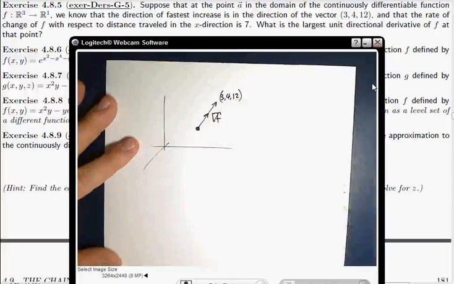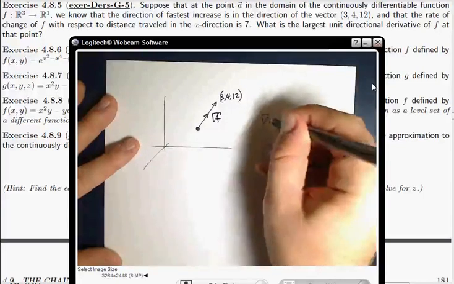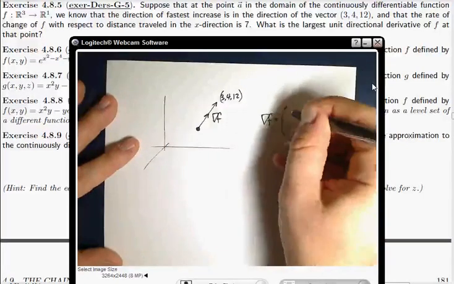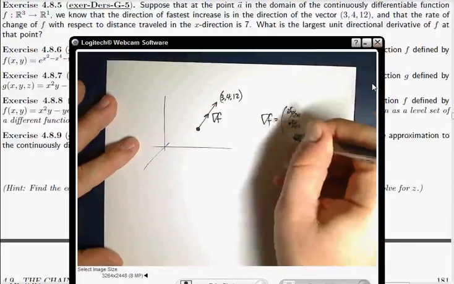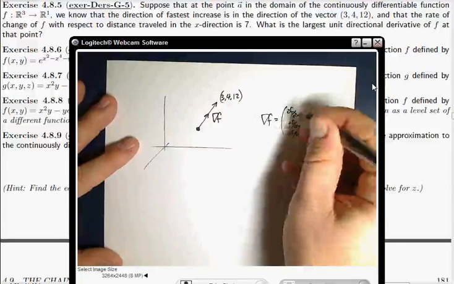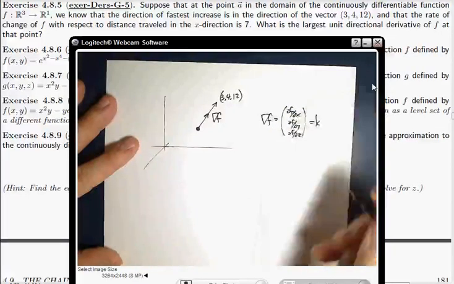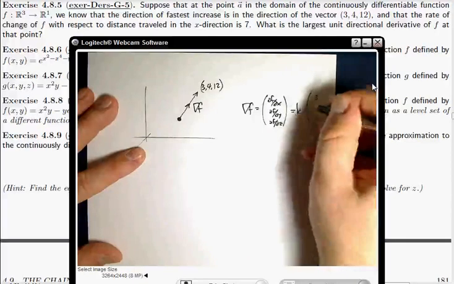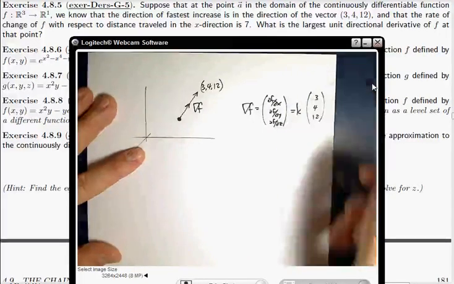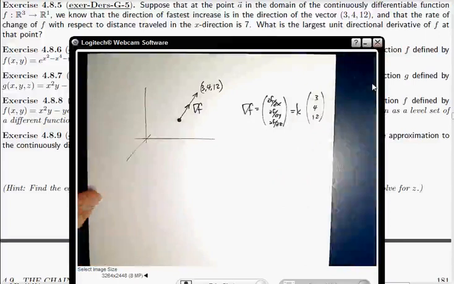Does that make sense? So what I really know then is that the gradient of f, in other words, partial of f with respect to x, partial of f with respect to y, partial of f with respect to z, is some unknown multiple of 3, 4, 12. Okay. Everybody on board?